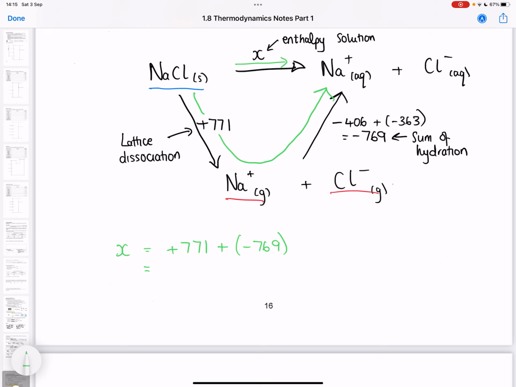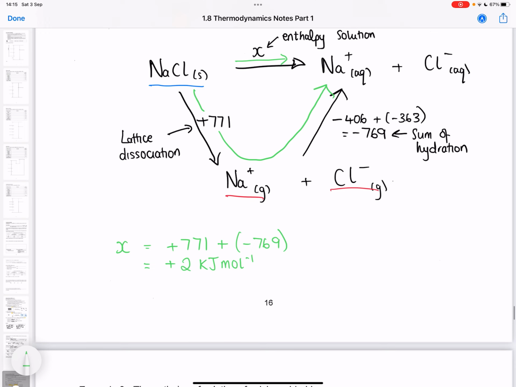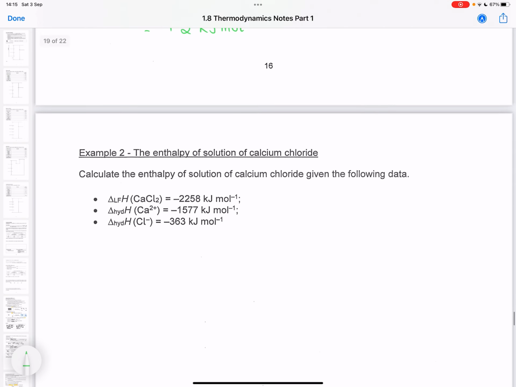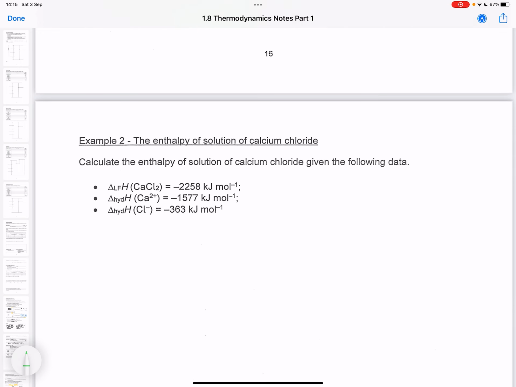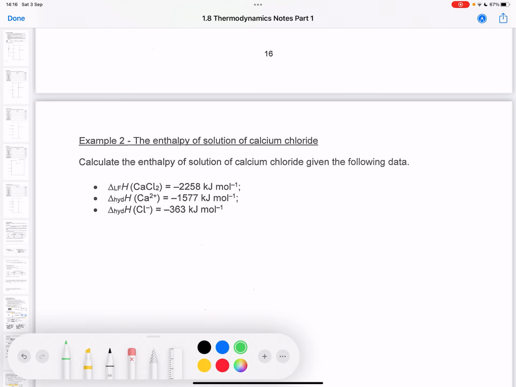Our value for X, if we add that on our calculator, is 2 kilojoules per mole. So the enthalpy of solution of sodium chloride is ever so slightly endothermic. It needs a tiny bit of warming to get salt to dissolve. Let's have a go at another one. So we've got the enthalpy of solution of calcium chloride is what we're trying to find out.